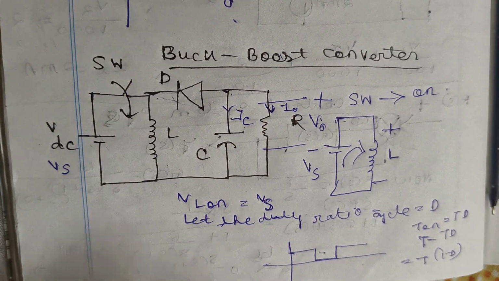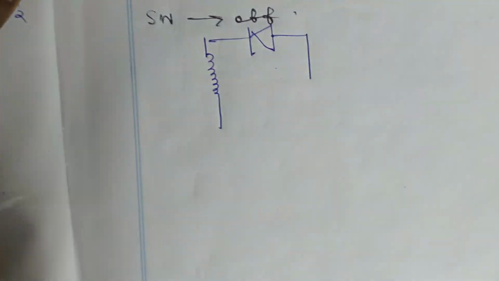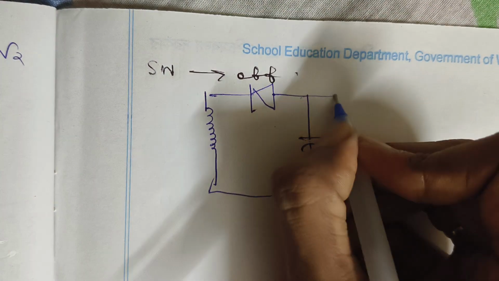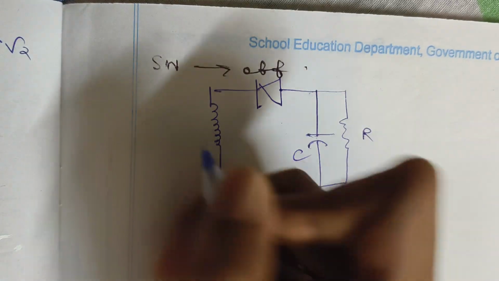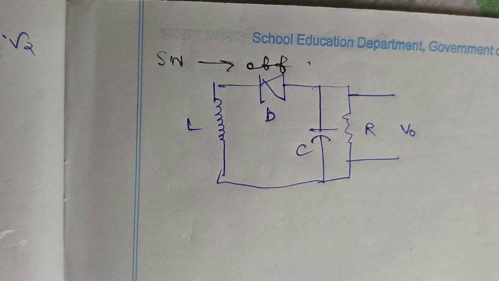Now whenever the switch SW is in the off condition, what is the circuit diagram? The circuit diagram is like this. It is the inductor, then the diode like this. You see the capacitor, and the resistance is connected over here. This is L, this is D. The output voltage is taken across the resistor.